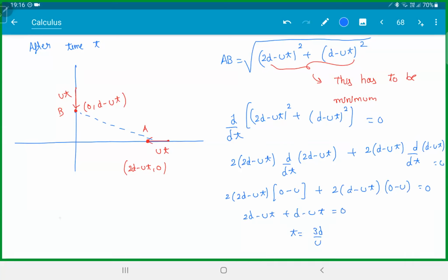So at this time, you get a minimum distance. So therefore, AB minimum will be, substitute t there. So root over, 2d, so ut value is 3d basically. (2d minus 3d) whole square plus (d minus 3d) whole square. That would be... we goofed up somewhere. Did I mess up somewhere?